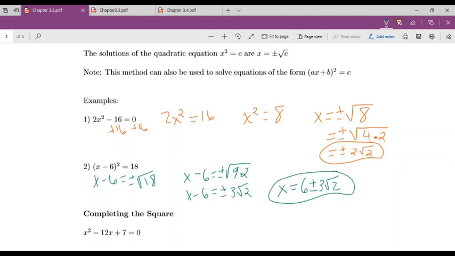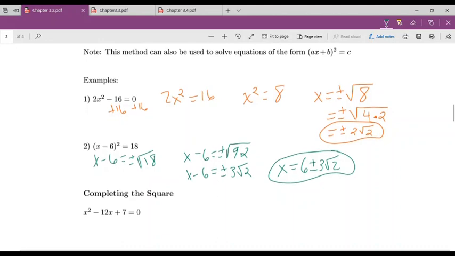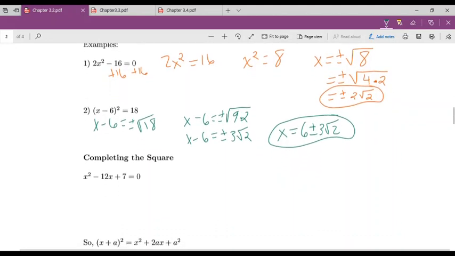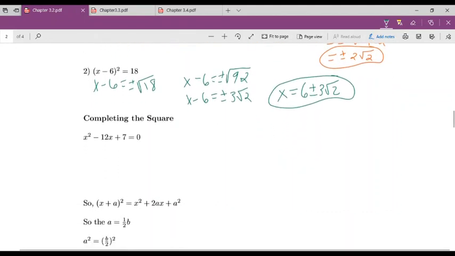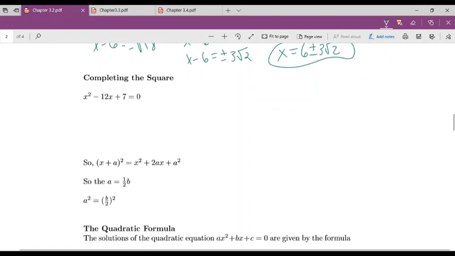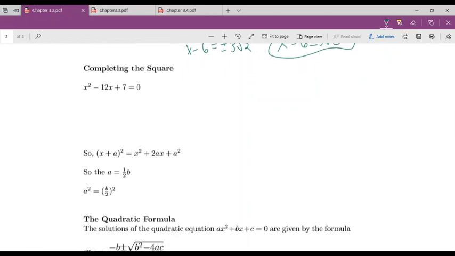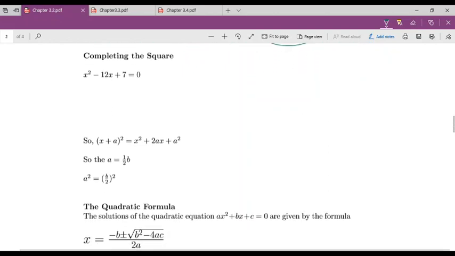So the square root property really comes in handy. It's really a nice, neat, simple property to use. Now let's look at completing the square. Now completing the square is usually something that people really hate doing, but it's honestly not as bad as people make it out to be. So let's just start with this example here.